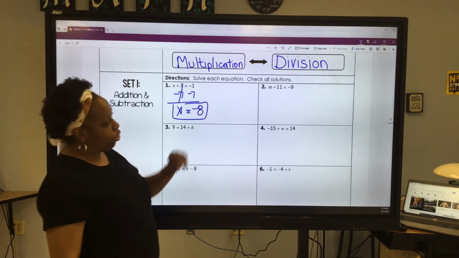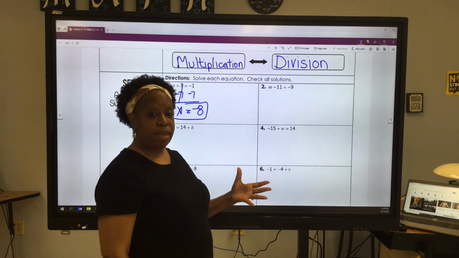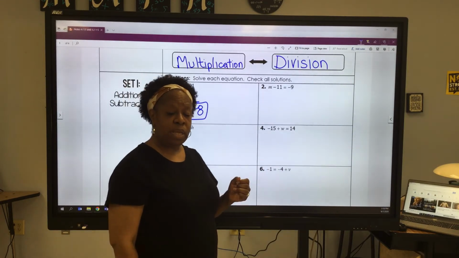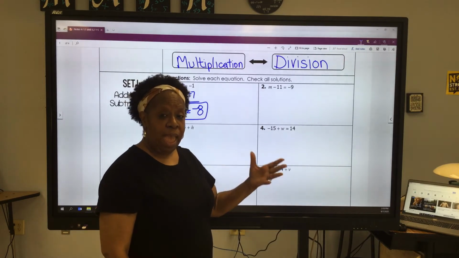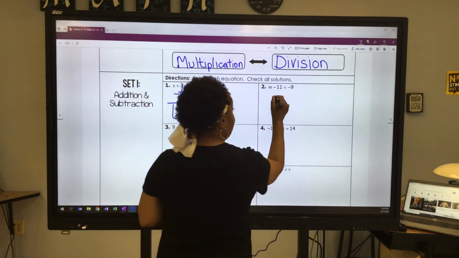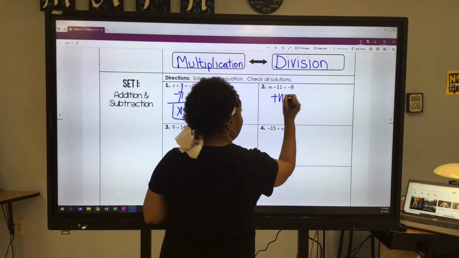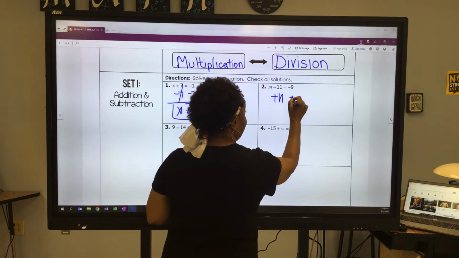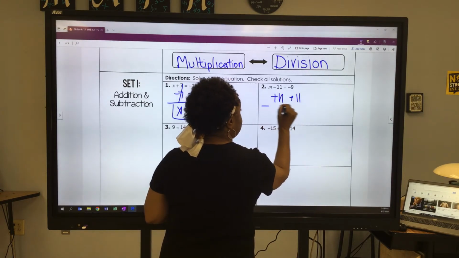Let's take a look at number 2. Now number 2 is m minus 11 equals -9. We see the variable m, we want to get it by itself. So we have to do what? That's right, add 11 to both sides. So I'm going to go plus 11 on the left, and I'm going to go plus 11 on the right, excuse me.